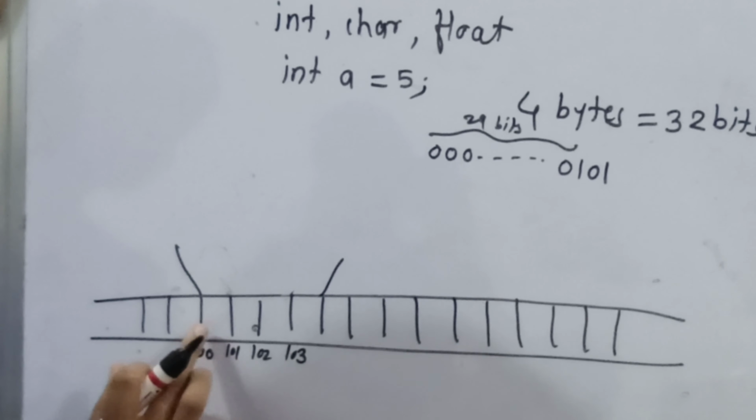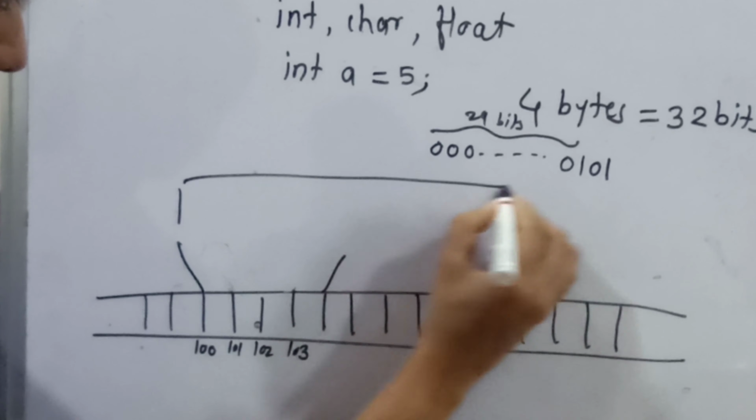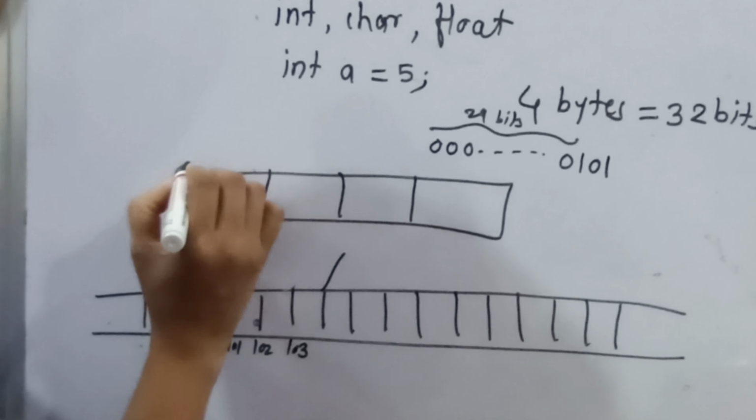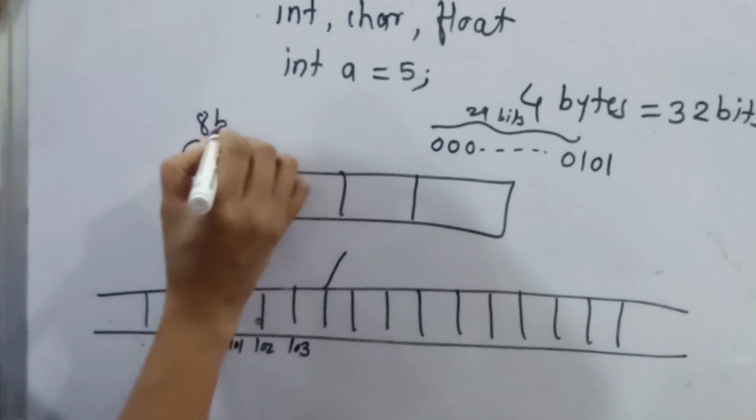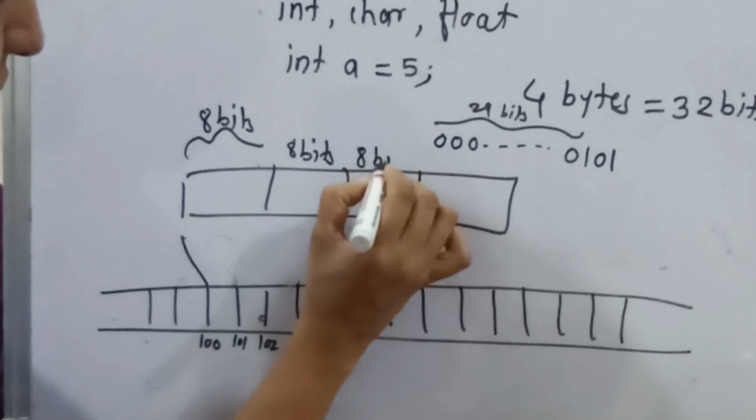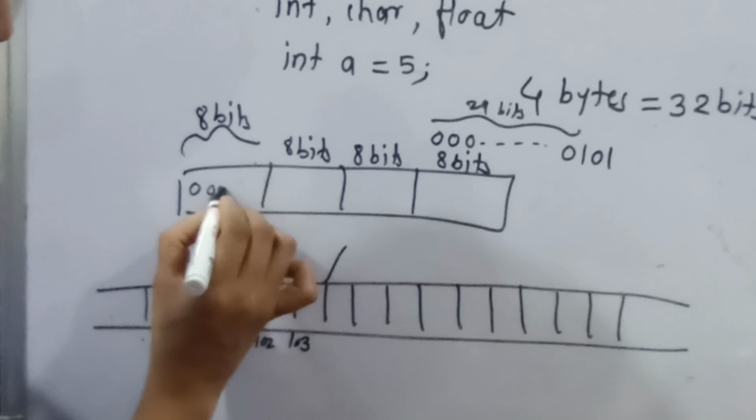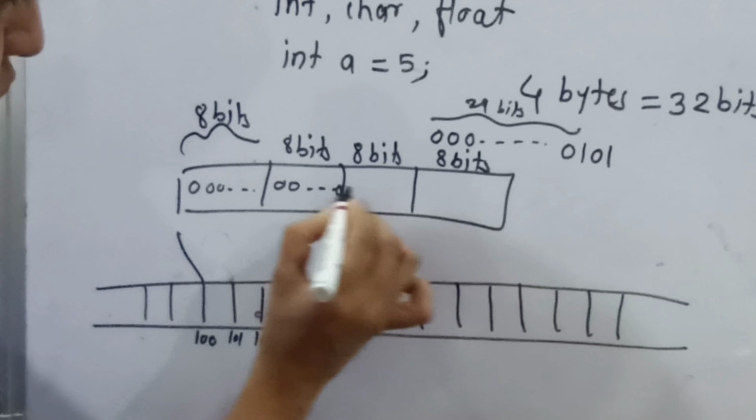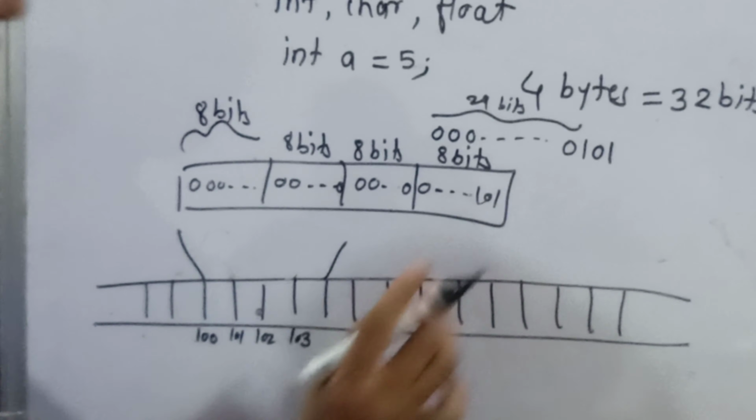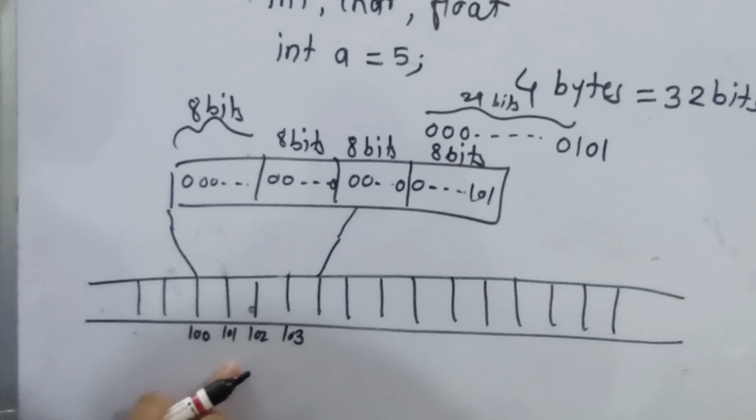And here if you see, each byte has 8 bits. So it will be stored this way. Suppose these are the 4 bytes. These are the first 8 bits, these are the second 8 bits, third 8 bits and the last 8 bits. So here 000, here 000, here 000 and here 00101 will be stored. So in this way this a will be stored in the memory.